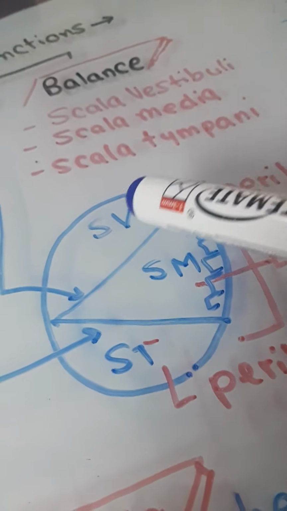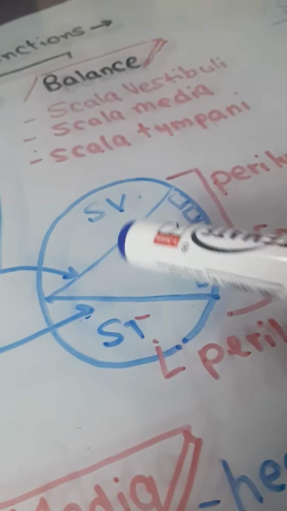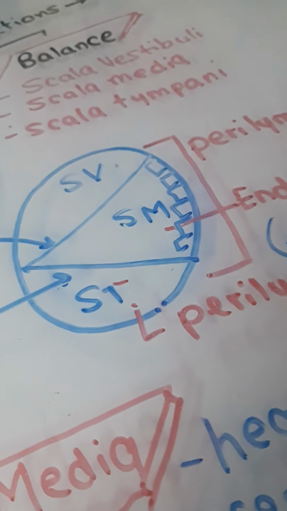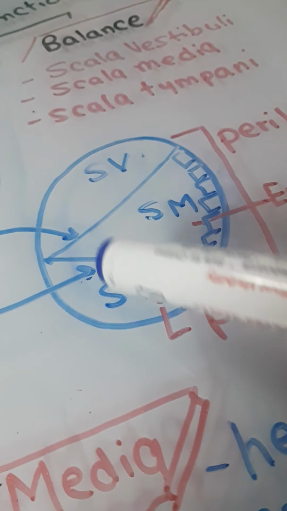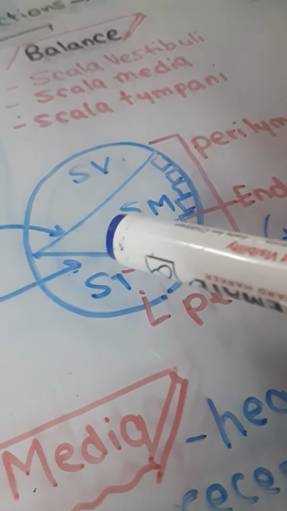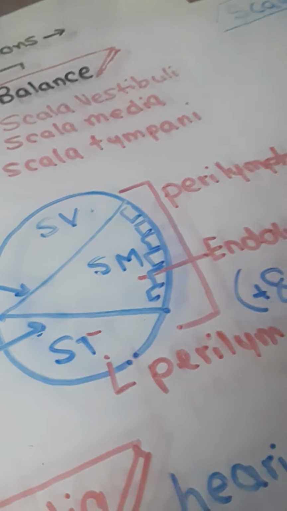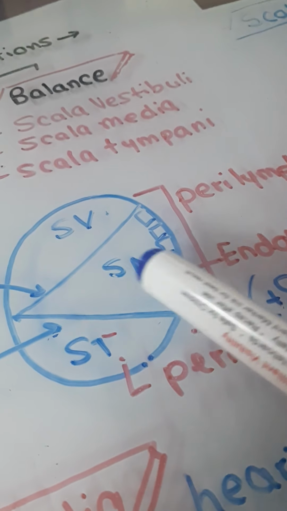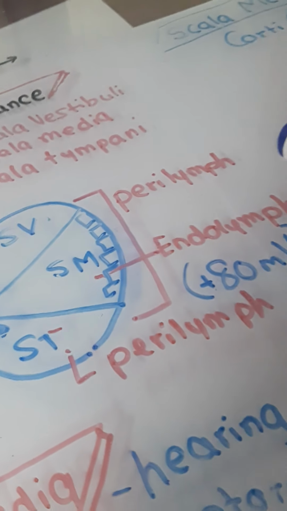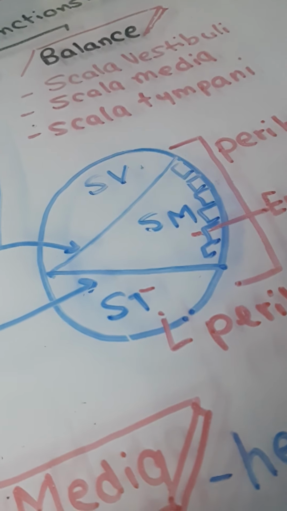So this is your scala vestibuli. This is your scala media. This is your scala tympani. All three of them have got fluid present in them. This is a bony cage called cochlea, into which these three compartments are present: scala vestibuli, scala media and scala tympani. The fluid present in scala vestibuli and scala tympani is perilymph, while the fluid present in scala media is endolymph.